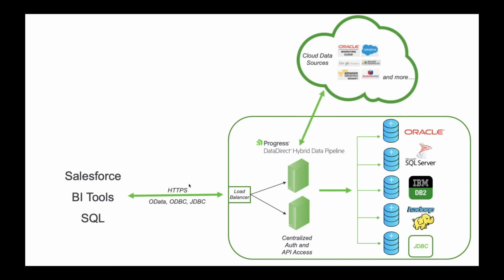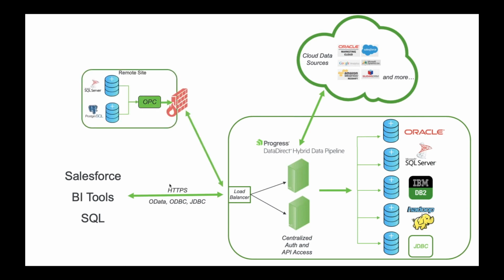That Hybrid Data Pipeline can also reach out to the cloud. So you can bring in Salesforce data, like I said, or Oracle Marketing Cloud, and then you can also reach down to that on-premises connector and enrich all of that with data coming in from something behind a firewall. All of this can be accessed through that single set of APIs on the front end.